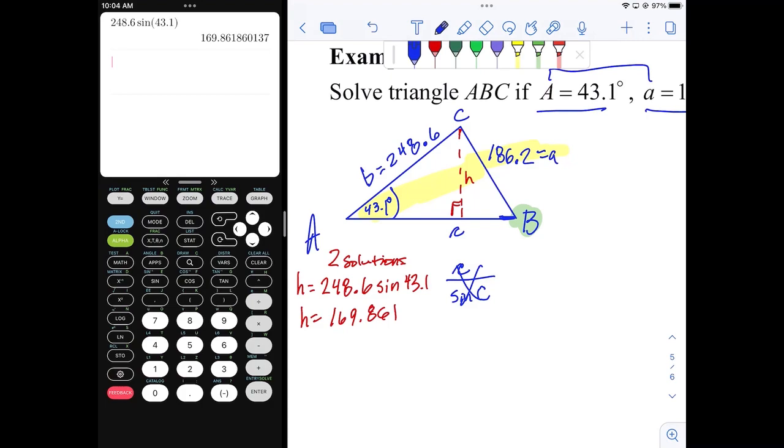We got little b, which is 248.6, all over the sine of angle B. Oh, you know what? Because we're finding the angles, let's go ahead and put the angle in the top. Let's flip the ratio. Let's do sine of B over little b, 248.6. That'll save us a little bit algebraically. And that's going to equal our pivot guy, which is sine of 43.1 all over 186.2.